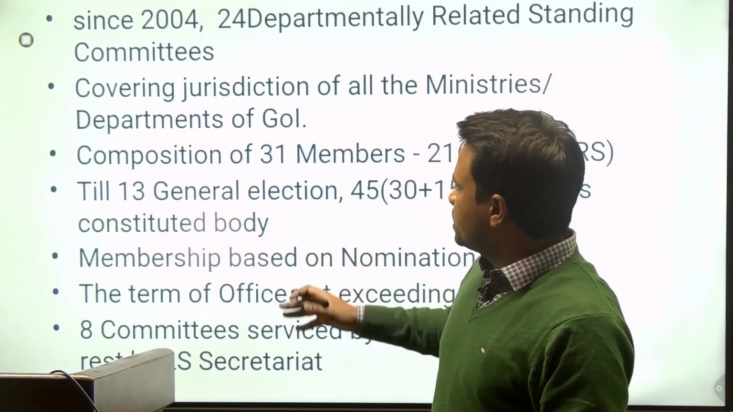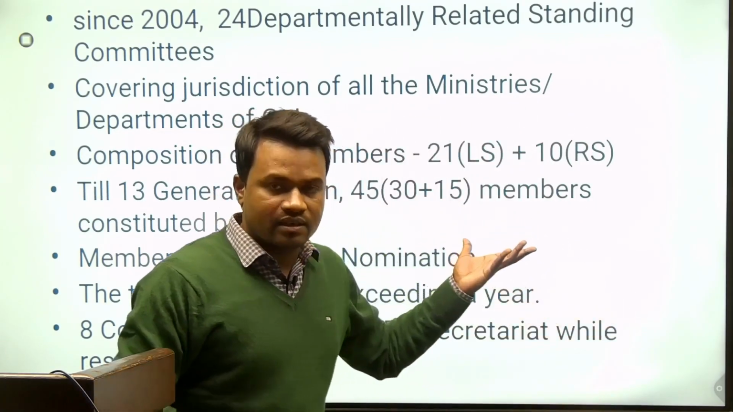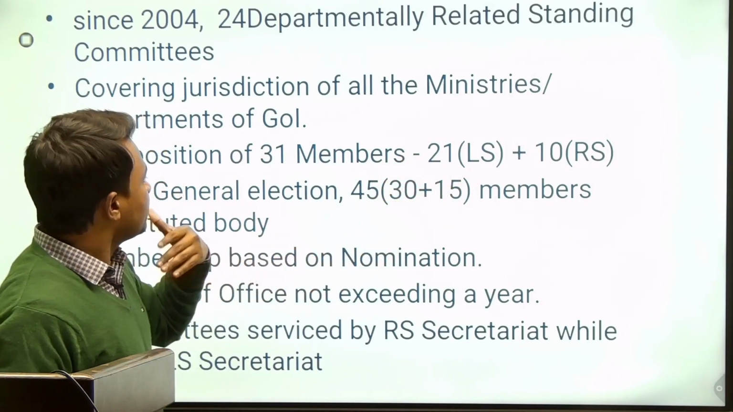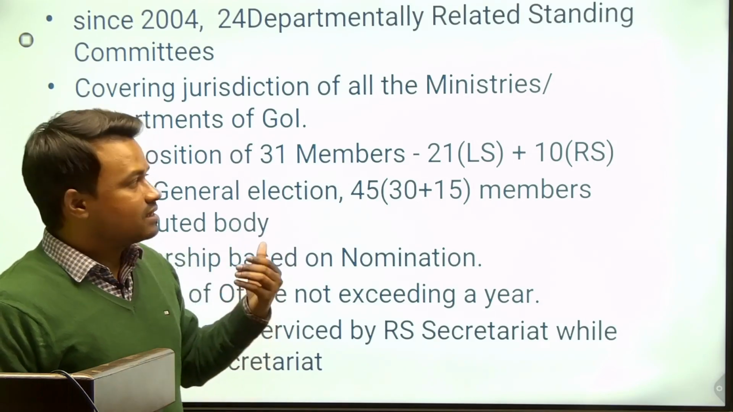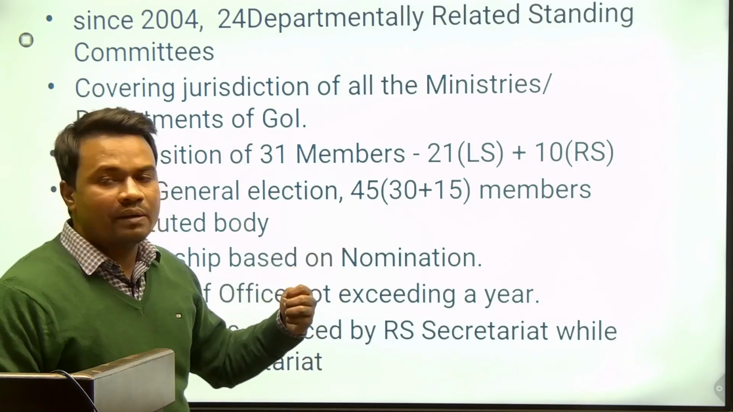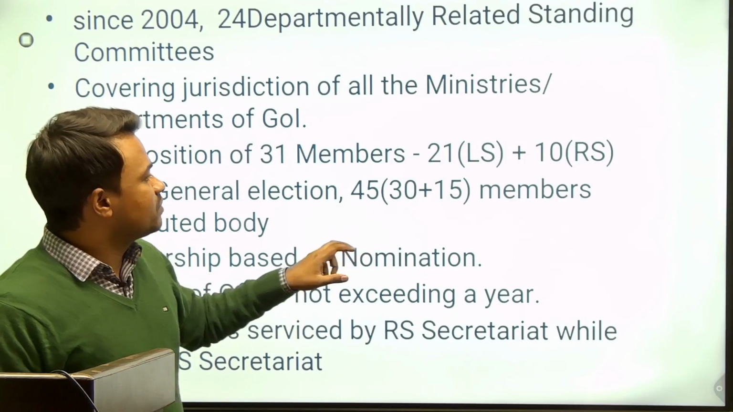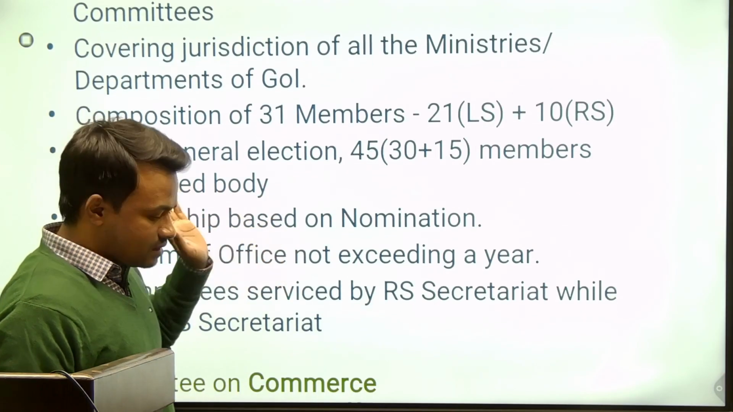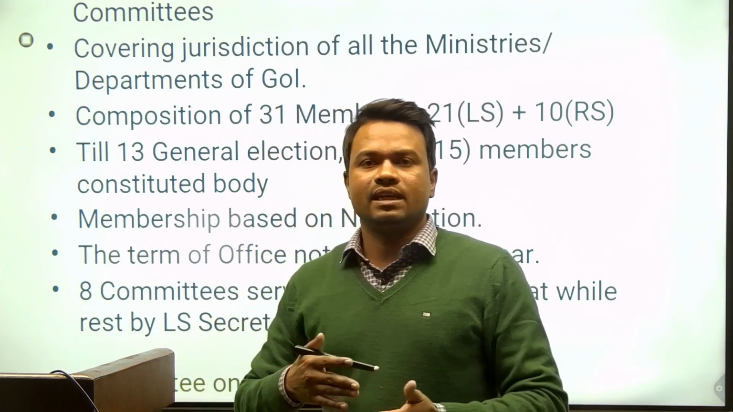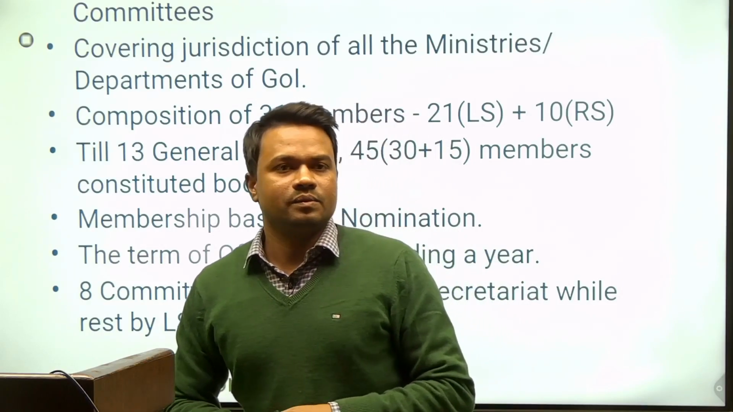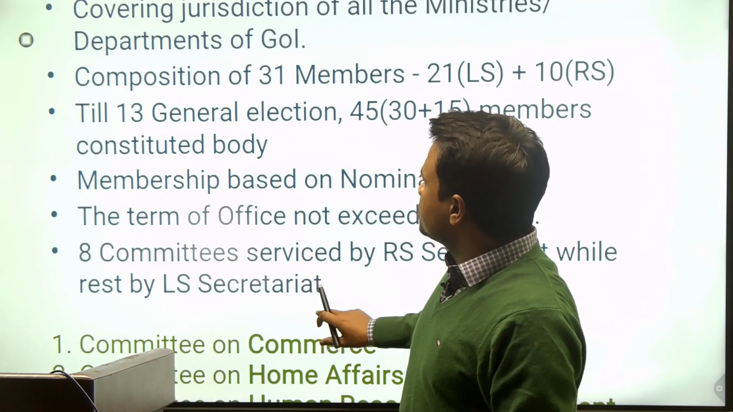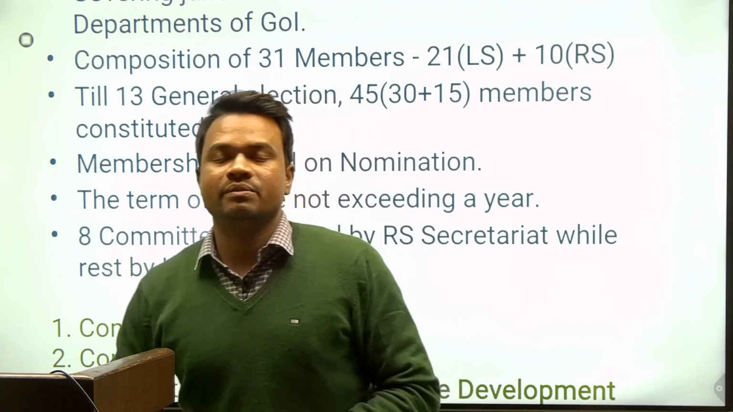So the composition is 31 members. This is something factual from the prelims perspective: 21 from the Lok Sabha and 10 from the Rajya Sabha. Earlier, till 2004, there used to be 45 members, 30 from the Lok Sabha and 15 from the Rajya Sabha, till the 13th Lok Sabha elections, which completed its tenure by 2004. So since 2004 its composition is confined to 31 members.